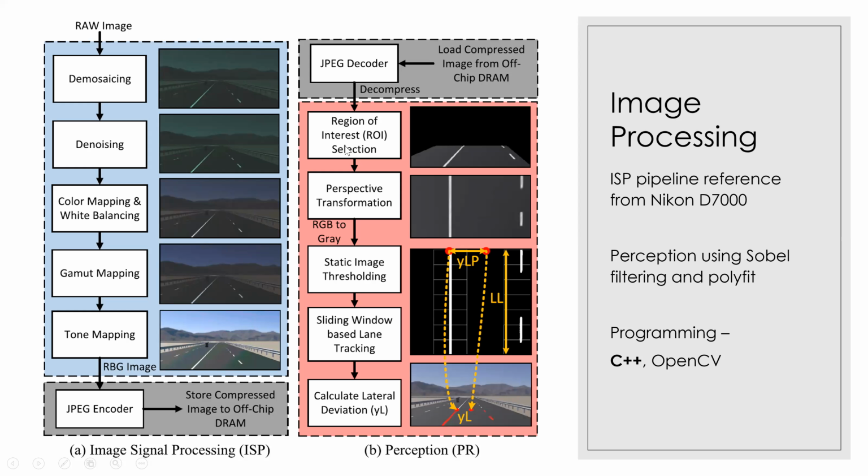So in the perception, you do a region of interest selection. You basically crop the image only to capture the feature here, which is the lane. You do a perspective transform. You do a static image thresholding, and you do a sliding window-based lane tracking to find the lanes. And then you calculate the lateral deviation from it. So these are the steps in the image processing part.